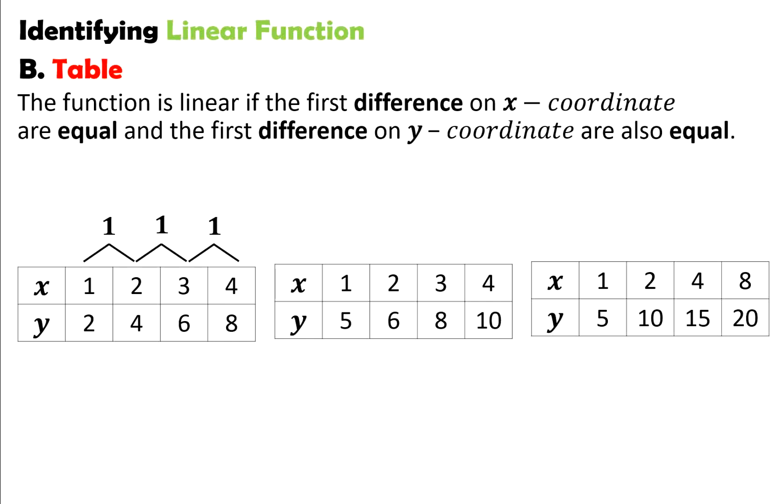Ngayon, tingnan naman natin sa kanyang range. Tingnan natin yung difference nila. 4 minus 2, that would give us 2. 6 minus 4, that is 2. 8 minus 6, that is also 2. So, the same yung difference ng domain at the same yung difference ng range na 2. It means na ito ay linear function. So, this is a linear function.